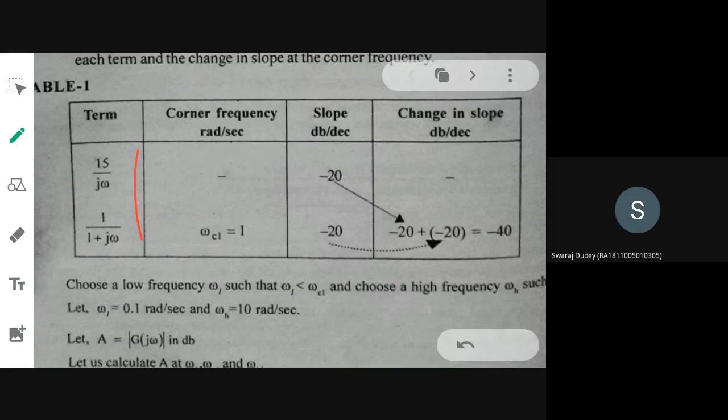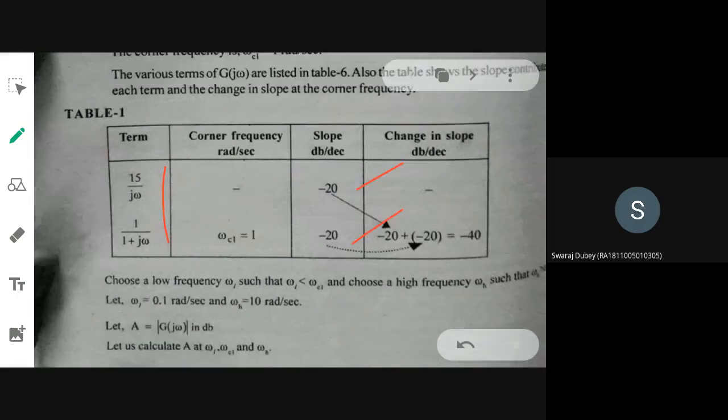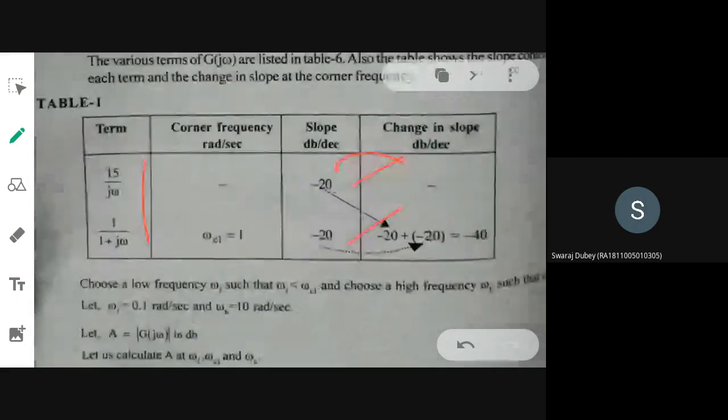Negative, because both are in the denominator, so it will be negative descending, and the order is 1 for both, so minus 20 minus 20. Next, the change in slope: the initial slope is minus 20, and it will change from minus 20 to minus 20 minus 20, so the second change in slope is 40. The curve will begin with minus 20, then go to minus 40, like that. This finishes the tabular column.